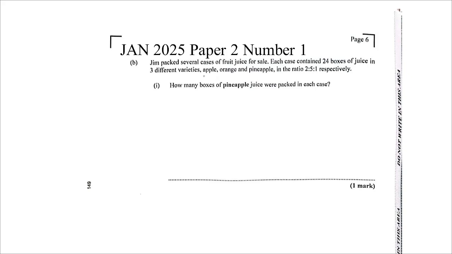The order in which they list out the items is the order the ratio is in. So if they said apples, oranges, and pineapples, then it would be 2:5:1. So 1 part of those 24 boxes is pineapple juice.